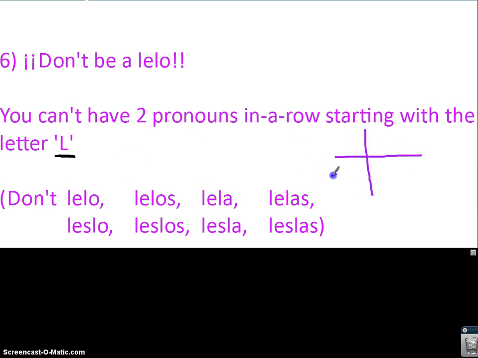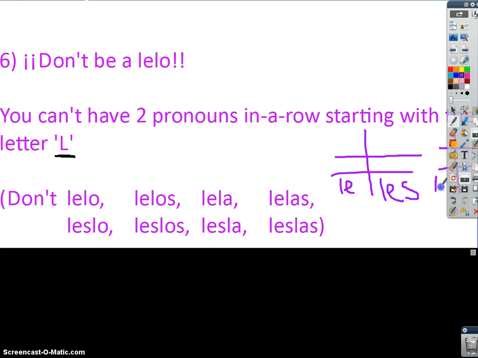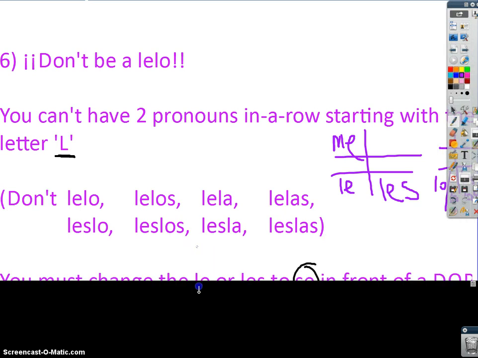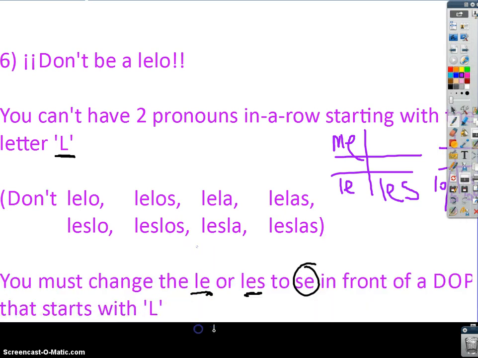I'm going to try to do this with a mouse. Anytime you would have le or les, ooh, this is tricky, followed by a direct object pronoun, lo, go away toolbar, la, los, or las, you have to do something because you can't have these combinations. You could have me lo, me la, me los, me las, but not any of those others. So what do you do? You must change the le or les to se in front of a direct object pronoun that starts with the letter L. So you change these two, le or les.